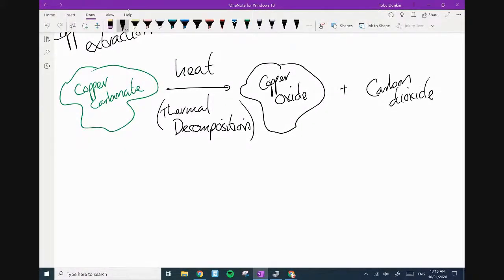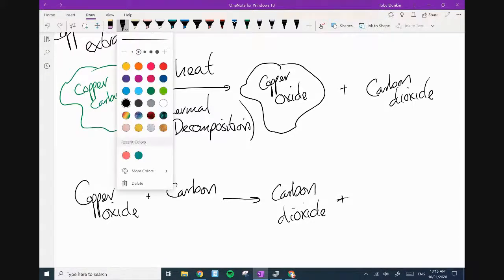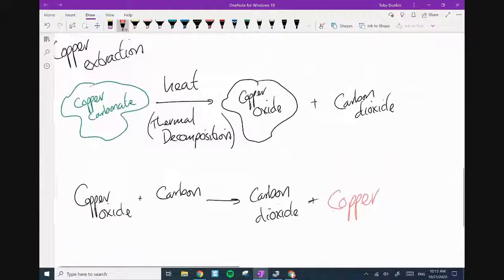And then what you do is you take copper oxide, which is black, and you add carbon, black carbon. You mix them together, and what now happens is carbon's more reactive than copper, so it steals the oxygen. And I get carbon dioxide and pink copper. Let's see if I can change my color. Copper is pink. Copper metal. It's cool, that.